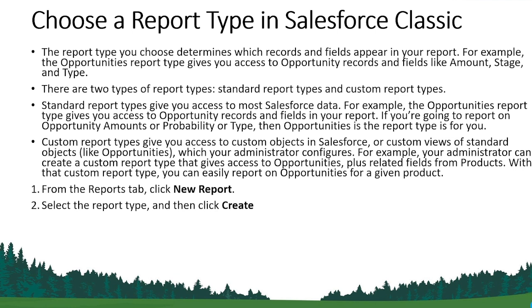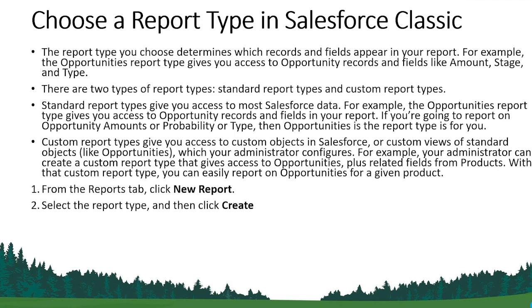Then you have two different types of report types when you are talking about Salesforce Classic: standard report types and custom report types. The standard report types are already available in your Salesforce. So you can get access to all the data with the help of standard report types. Here you can have the opportunity reports that will give you access to the opportunity records and the fields in your report. So you can have multiple fields, amounts or probability or type of the opportunities, everything you can access with this standard report type.